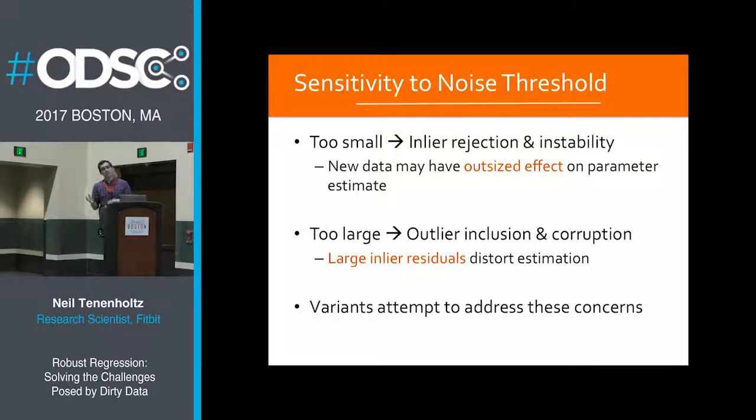On the other hand, if you make that threshold really, really big, you now start to include some of your noise and some of those other things that you are trying to reject, those outliers. And now your model starts to skew and go in weird directions, and you're not solving the problem that you're actually trying to solve anymore. There are variants that try to address these concerns by doing different things, but RANSAC itself is a pretty common method, and you'll hear about it a lot.